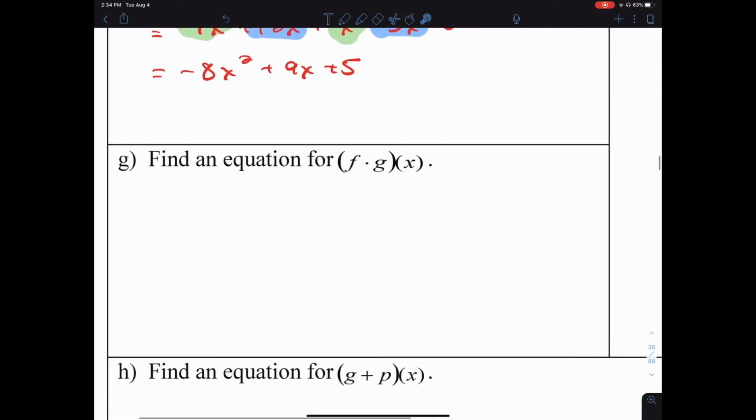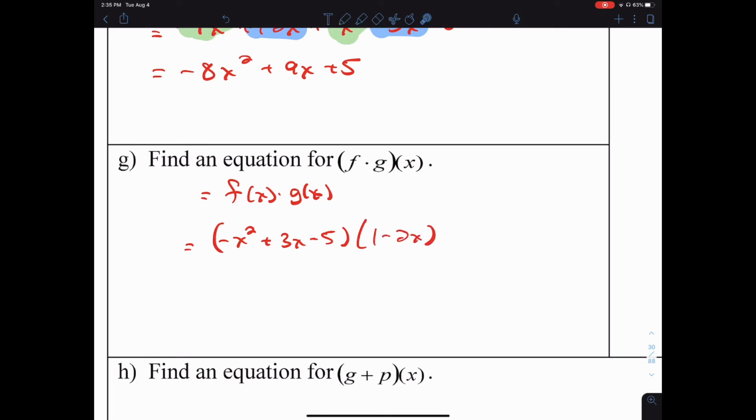Find an equation for f times g of x. Well, that's the same as f of x times g of x. Multiplying two functions. Function f is negative x squared plus 3x minus 5. Function g is 1 minus 2x.